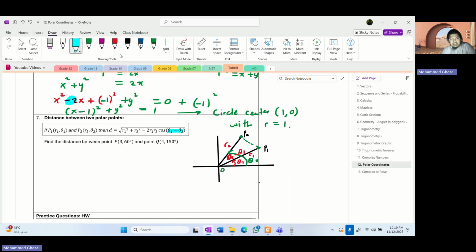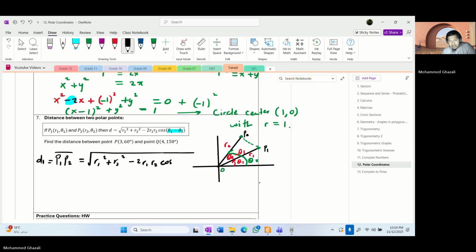So how do we find the distance between two polar points, P1, P2? The distance between two polar points, P1, P2 is equal to, you can just use the cosine rule, right? So which is square root of R1 squared plus R2 squared minus 2R1 R2 cos of the angle. What is the angle? θ2 minus θ1.